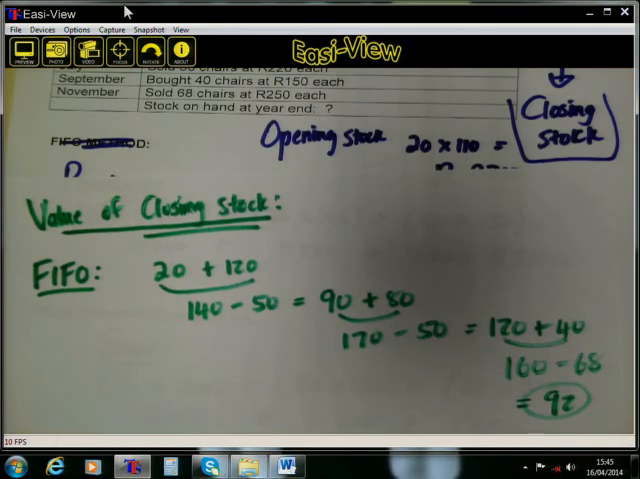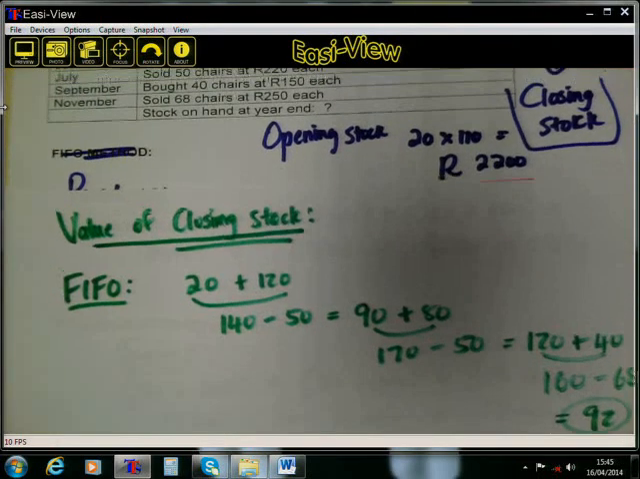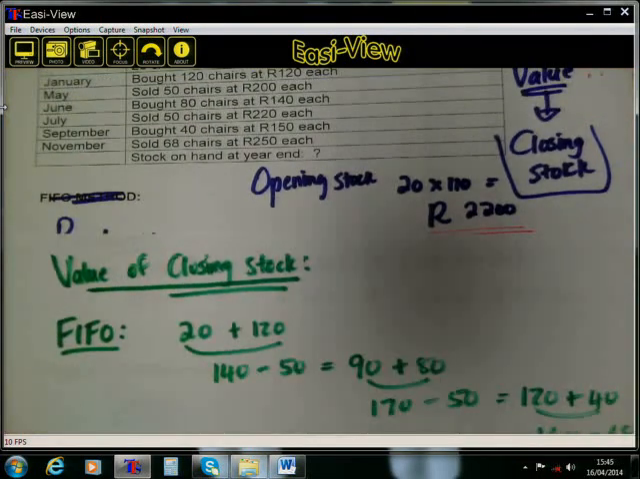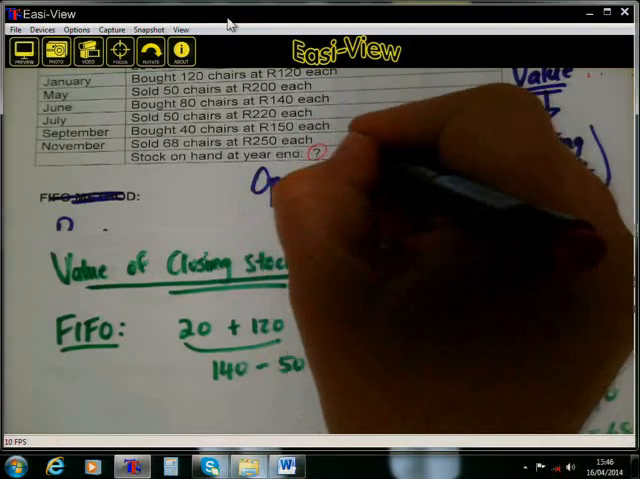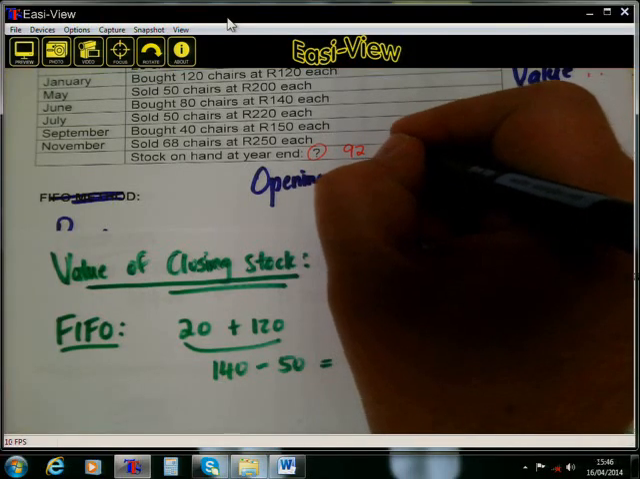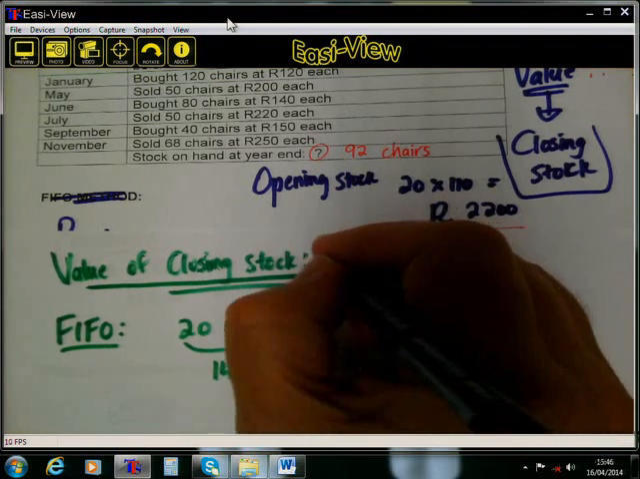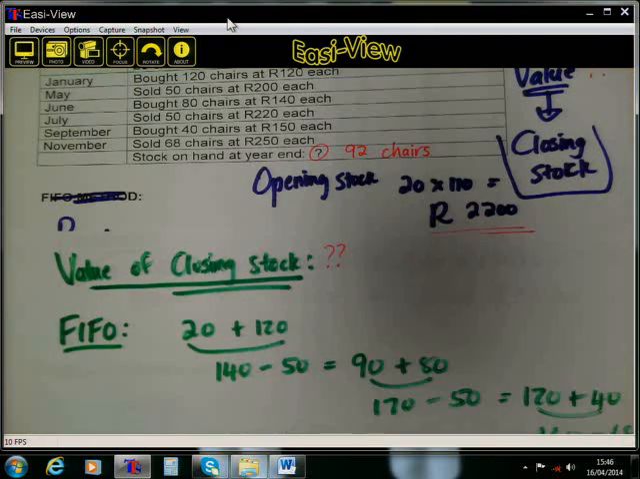What is the value of that 92? The value of that 92 is that you start at the bottom. Stock on hand at year end is 92 chairs. The next question is, what is the value of that 92 chairs that you've got on hand?